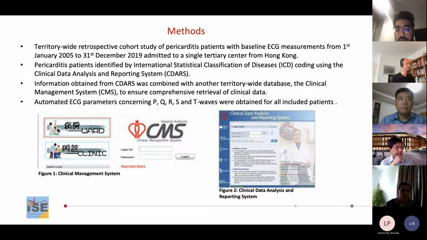This information was then synchronized with data retrieved from another system, the Clinical Management System, which included demographics, prior comorbidities, medication prescription, and various laboratory tests and blood counts. Now, we also retrieved automatically measured ECG parameters relating to the P wave, the QRS complex, and the T waves for each of the included patients.